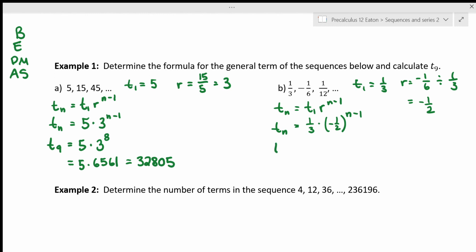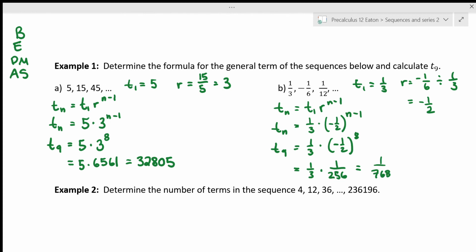So if I want to find T9, that's 1/3 times negative 1/2 to the 9 minus 1, which is 8. Negative 1/2 to the 8 is going to come out as a positive 1/256. So this is 1/3 times positive 1/256, which equals 1/768.